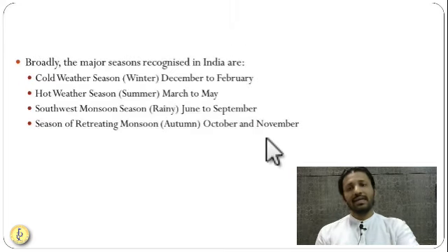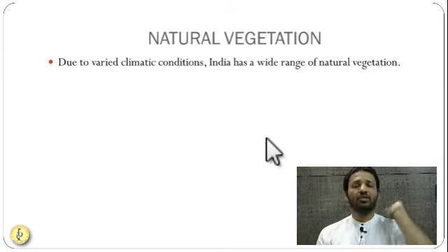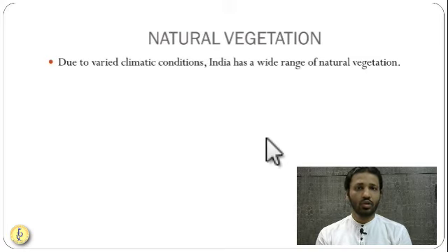Now, these seasons have a particular type of climate, and this climate is directly related to the natural vegetation. So due to the particular climatic conditions, India has a wide range of natural vegetation.